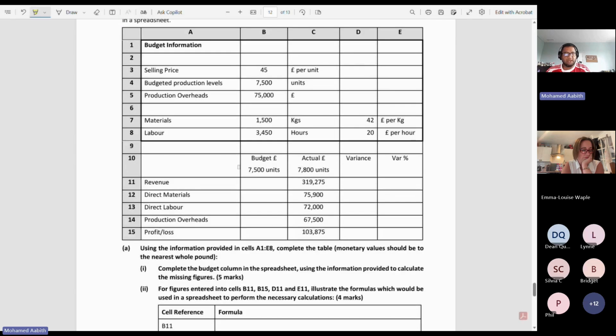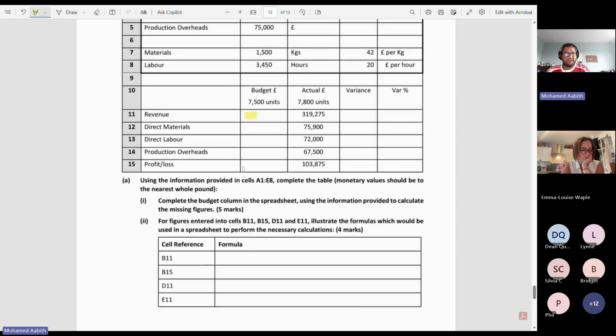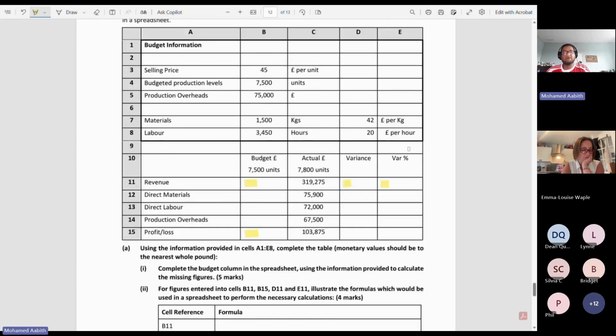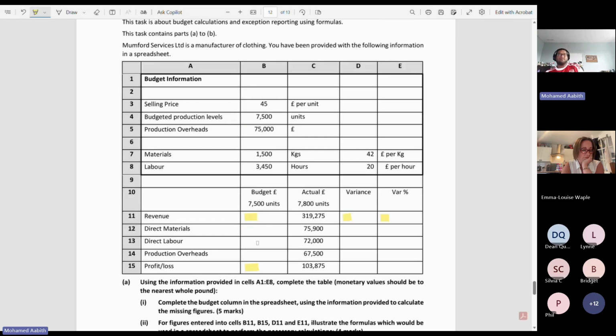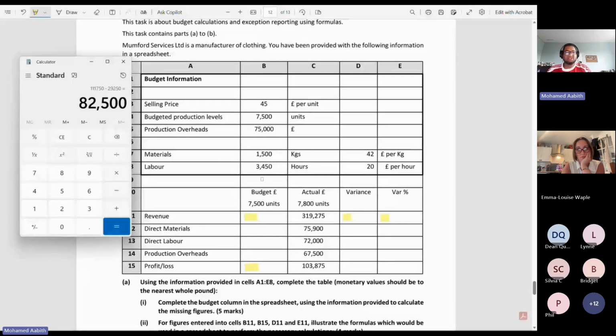So it's going to be B11 formula, B15 formula, D11 formula, and E11 formula. So if you know how to get the formula for these 3 or 4, you should be able to do the formula for everything else. That's what they're saying. So you don't really have to type formulas on all of them, but let's start doing them here with the calculator. Okay, so let's get that first one.